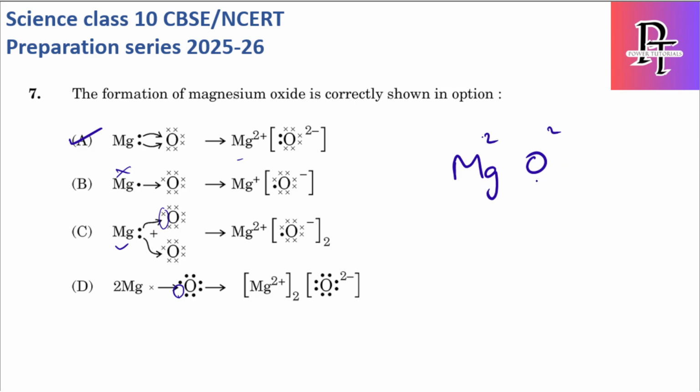Okay, why is the valency of oxygen 2? Because it requires 2 electrons, whereas magnesium has an excess of 2 electrons. So these two will form an ionic bond because magnesium will give its 2 electrons to the oxygen. So the molecular formula of magnesium oxide is MgO.